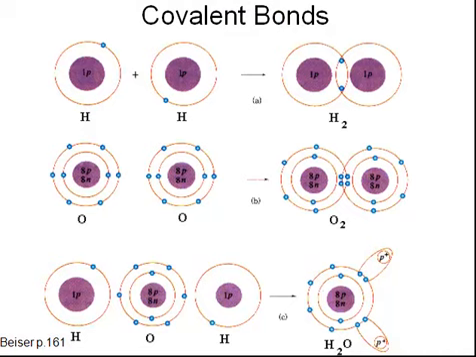The other kind of bond is called a covalent bond. This has 3 different examples here on it, but it's all pretty much the same idea. In the first one here, you see that here's a hydrogen atom, and here's a second hydrogen atom. Hydrogen has 1 proton, 1 electron, so it looks like that.